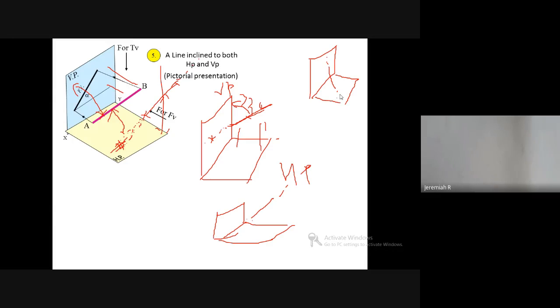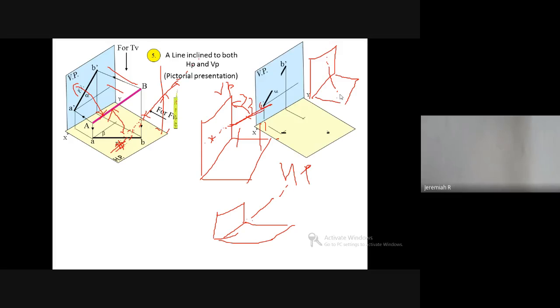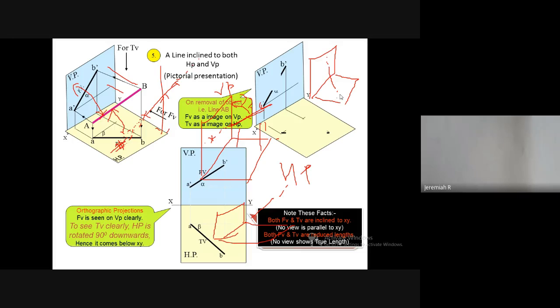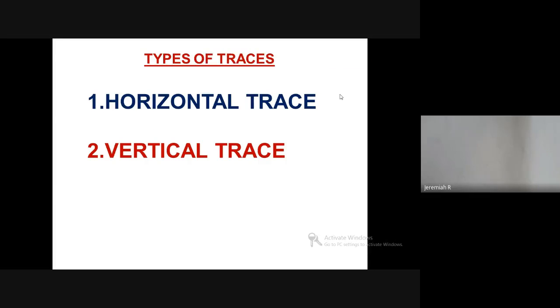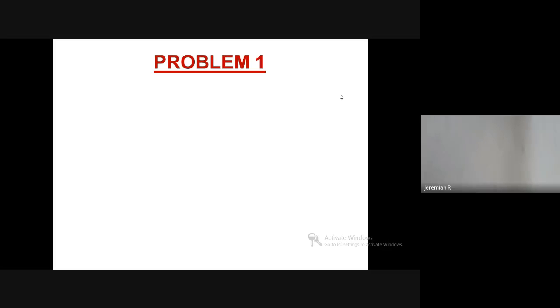So you'll have a horizontal trace as well as a vertical trace. In some cases there is no horizontal trace or vertical trace. In some cases you'll have a horizontal trace alone. In some cases you'll have a vertical trace alone. So there is a horizontal trace as well as a vertical trace.